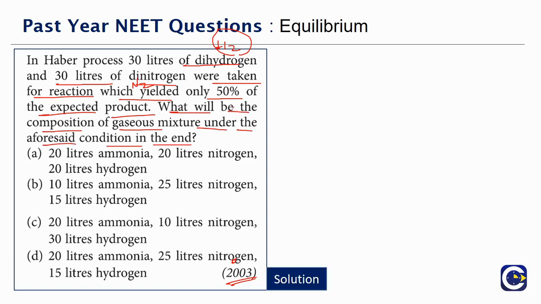Means there's a little bit of terminology that they are mentioning. Aforesaid means whatever the condition that they're talking about. So let's just first write down what? The equation. What is the equation? The Haber's process is what? 3 moles of H2 plus 1 mole of N2 gives rise to what? 2 moles of ammonia. This is the balanced equation for the Haber's process.